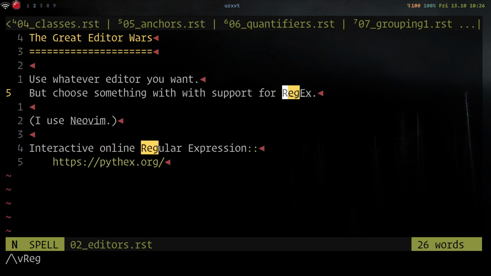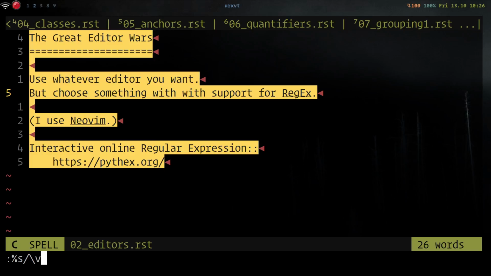Second one is very similar. It's just more signs. So colon percent S slash slash V. How do I remember all these things? I kill myself because I learned all the Vim commands. Anyway, this one we can do substitution with.